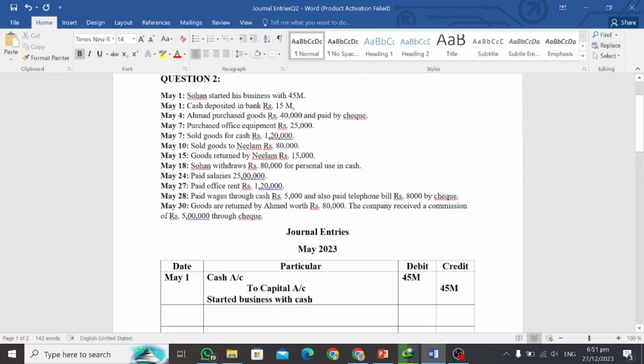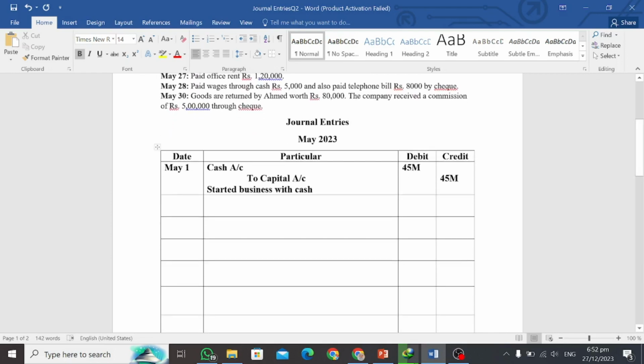May 1, cash deposited in bank rupees 15 million. We have another transaction on date May 1. Cash deposited in bank means we have a bank account, and 15 million indicates that we have a cash account. So cash is going from our hand into our bank account. So the value of cash is decreasing, so it will be credited. While the bank account is also considered an asset whose value is being increased, so the bank account will be debited. So we have the transaction or journal entry.